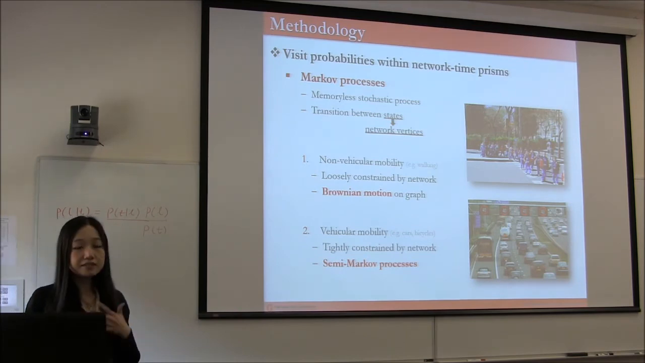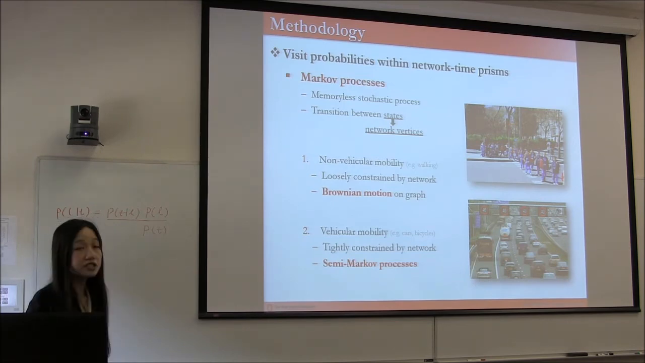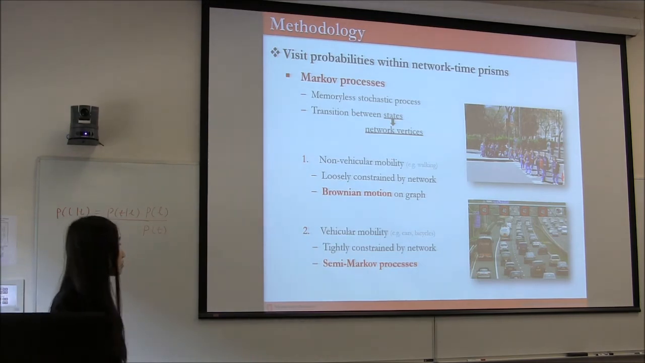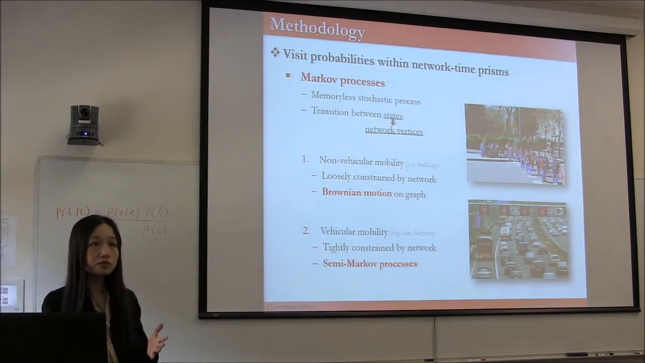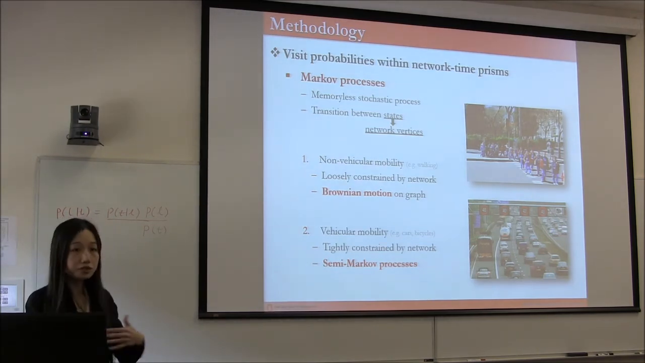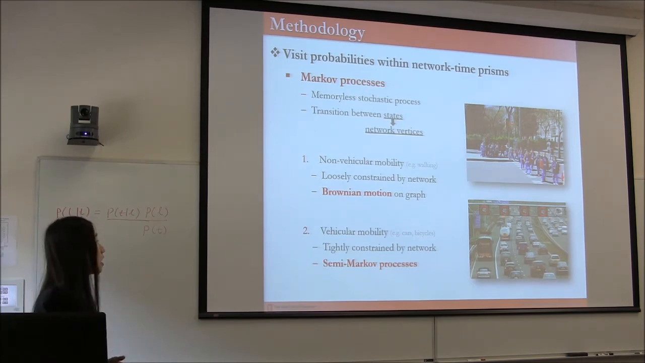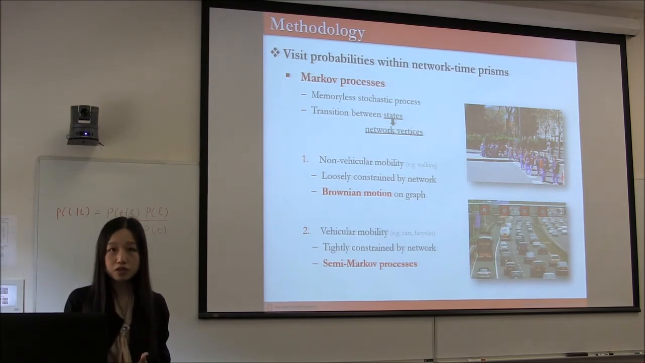We divided our method into two types. The first type is non-vehicular mobility, which is loosely constrained by the network, such as walking. Although when crossing the road you need to follow rules, people can usually move more freely, even backwards along the pavement. The other one is vehicle mobility, which is tightly constrained by the network.